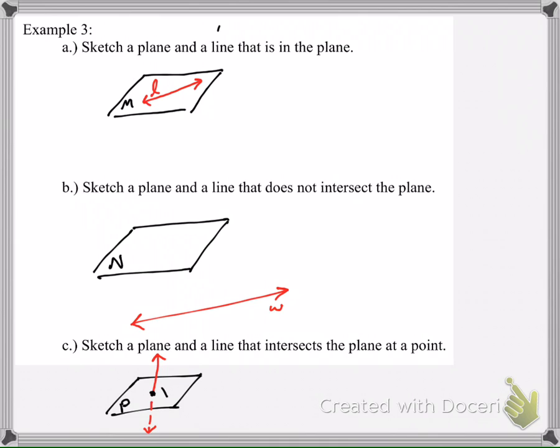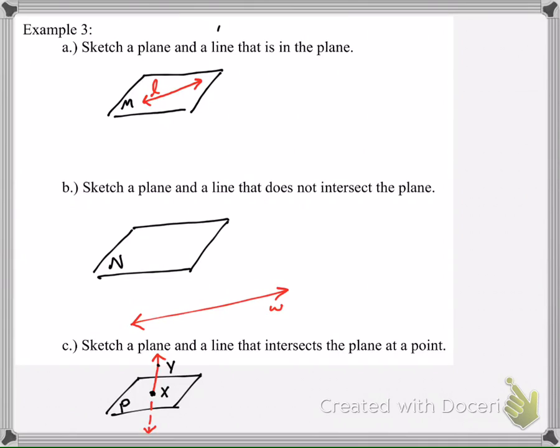I don't know, we can call it X. And we'll put another point on here, Y. So that line is line XY. It intersects at point X. Okay. All right.